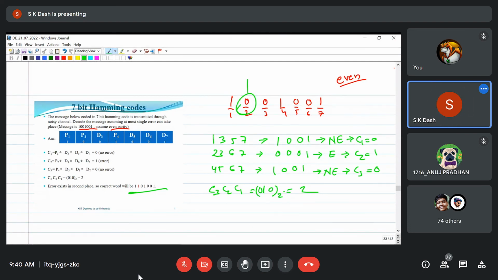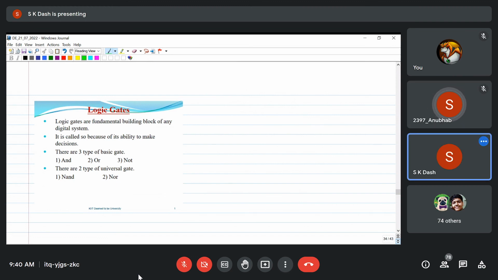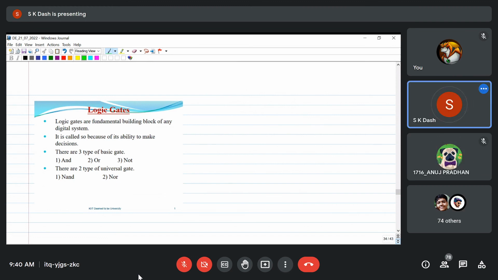Okay. So next part is very easy. You already know about this thing, so we'll go through all this. Next is logic gates and Boolean algebra. In digital, whatever systems you try to design, logic gates play an important role. They are the basic building block. It is called logic gates because it has the ability to make decisions.